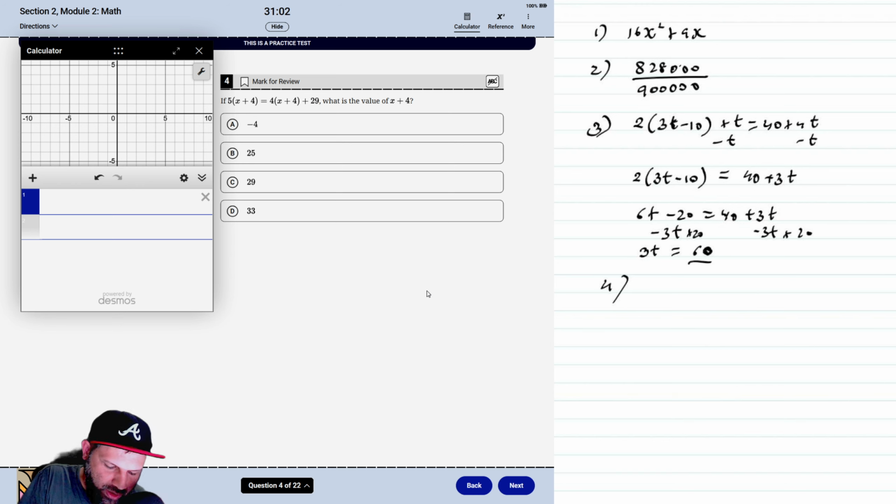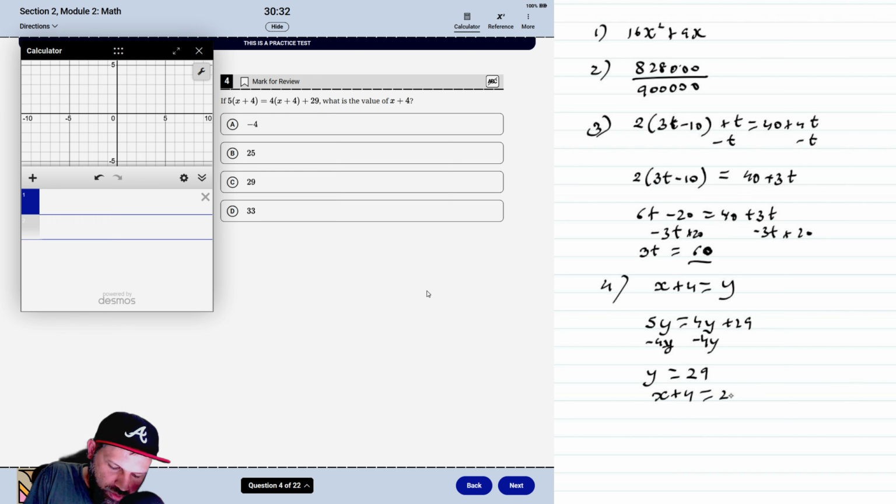What you can do here is you can make the x plus 4 value equal to another variable y, and so we'll substitute y wherever x plus 4 comes. So you have 5y is going to be equal to 4y plus 29. Subtracting 4y on both sides, we'll get y is going to be equal to 29. y was just x plus 4, so x plus 4 is going to be equal to 29. That was pretty straightforward.